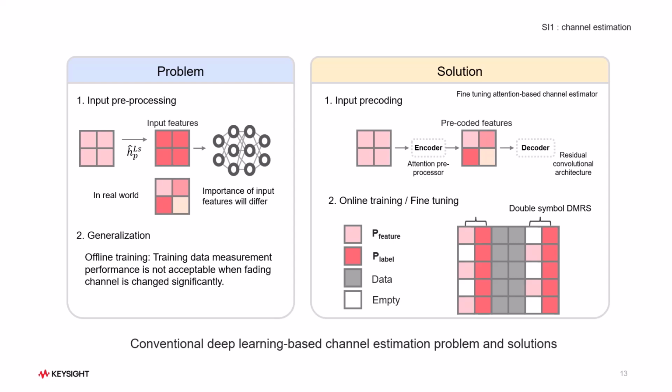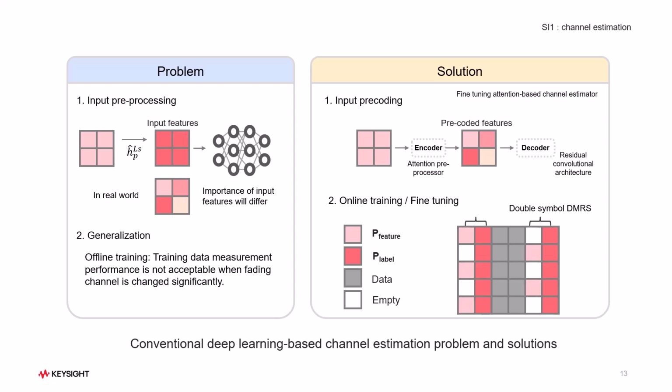Furthermore, there is a risk of overfitting the model to the training data generated under severe fading channel conditions when employing the offline training method. Therefore, it is essential to employ suitable validation techniques to ensure the model's ability to generalize.